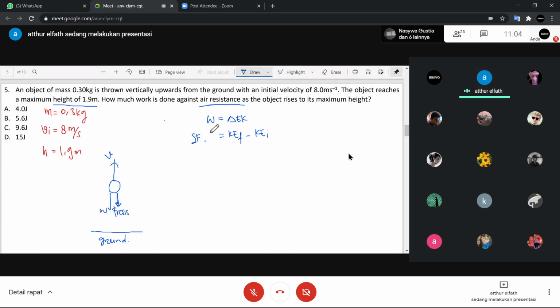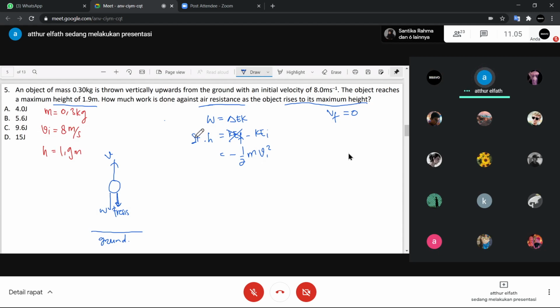I can read here: the question asks for the work done against air resistance as the object rises to maximum height. Remember, when the ball reaches the maximum point, this means the final velocity equals zero. If the final velocity equals zero, the final kinetic energy is zero too, because the kinetic energy formula is 1/2 mass times velocity squared.